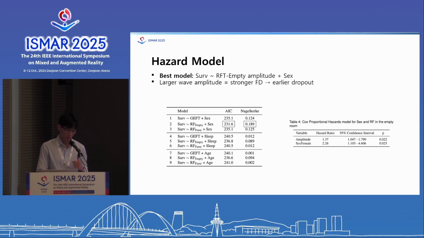Hypothesis 2 was partially supported. The furnished room did bias people more, but its amplitude didn't predict dropout as well. That is likely because our two-term harmonic fit under-modeled the virtual cues. So field dependence matters, but sex is the stronger independent predictor here.